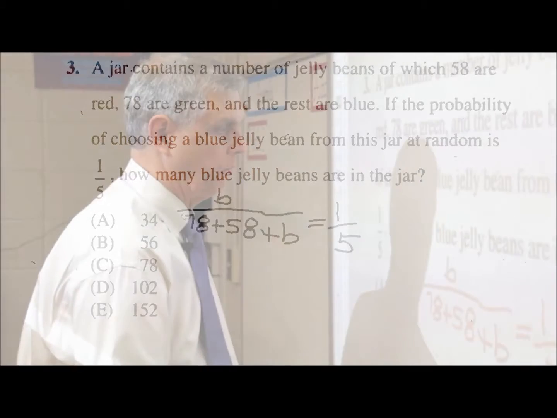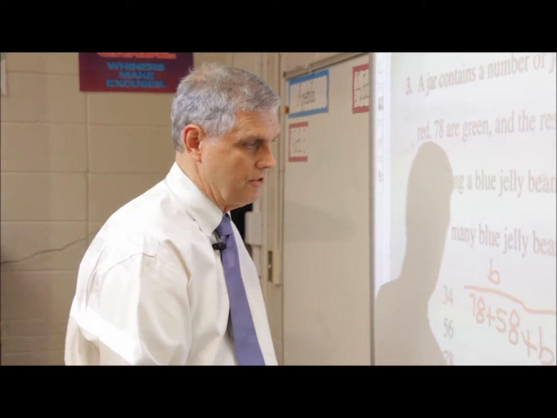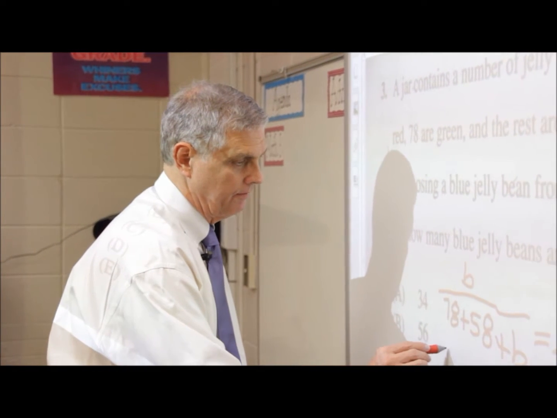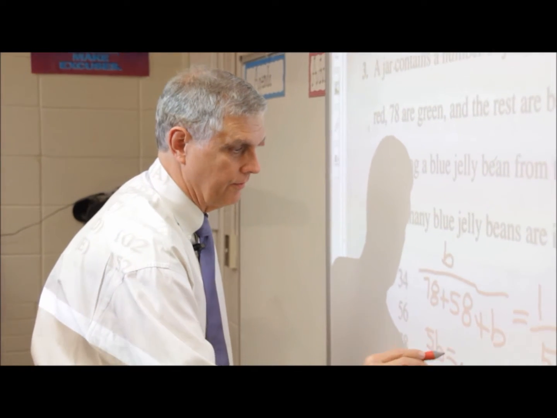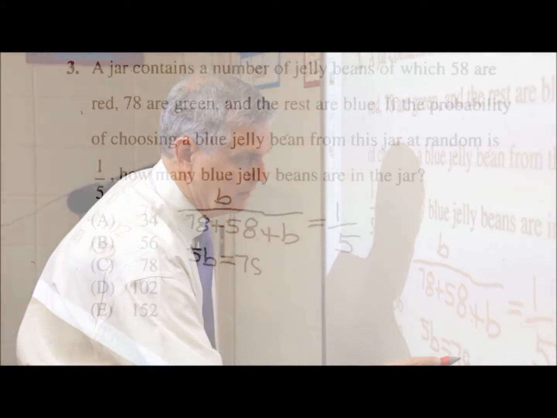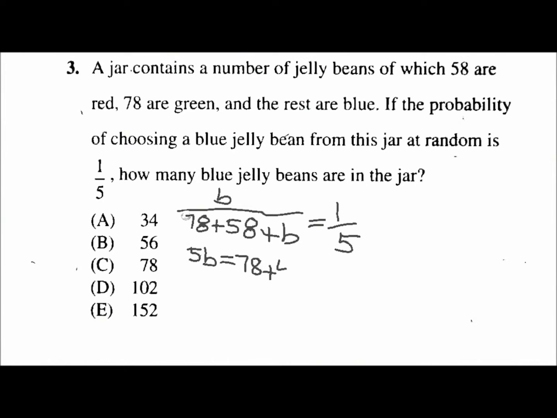When you set it up this way, you see you have cross multiplication. We end up with 5b equals 78 plus 58 plus b. And we subtract b from each side. Get rid of it over here, and it changes to 4b over here.